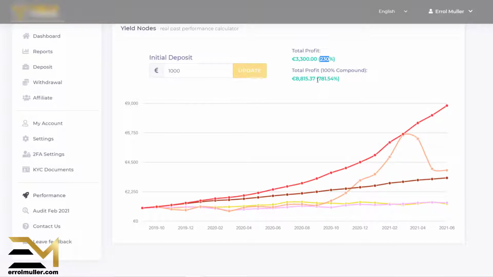Now, if you've reinvested all of your profits, this is where the power of compounding comes in. All of a sudden, you turned that $1,000 or euros to 3,300. Instead of doing that, you've compounded. Now you've taken that 1,000, you've now turned it into 8,815. Look at that big difference of compound interest. This is a compound interest investment. That is exactly what this is.